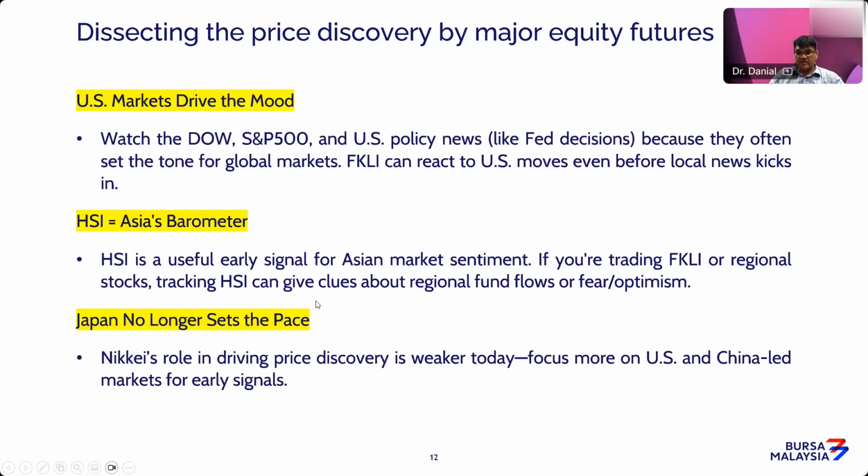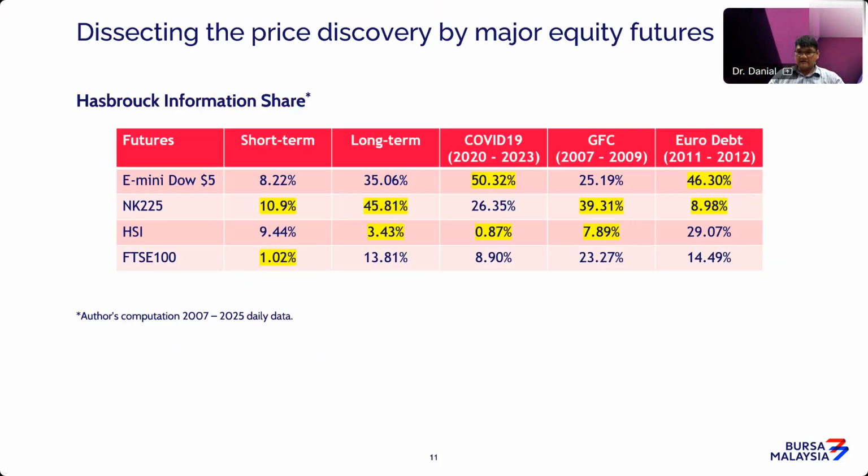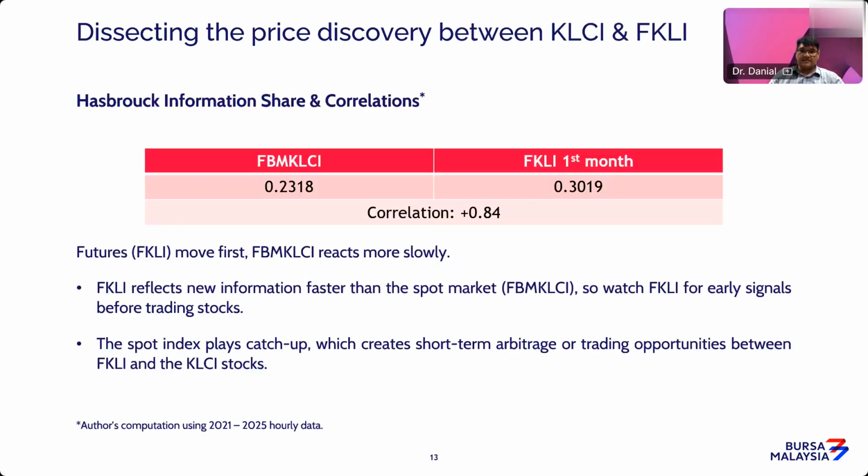Number three, Japan no longer sets the pace. The pace here, usually, last time, yes, Nikkei would give us indication. However, hourly data says not so much. So that's about it: COVID-19, GFC, Euro debt. Next.